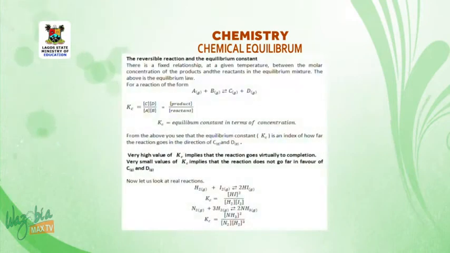The reversible reaction and the equilibrium constant. Now, there is a fixed relationship at a given temperature between the molar concentrations of the products and the reactants in the equilibrium mixture. The above is the equilibrium law.